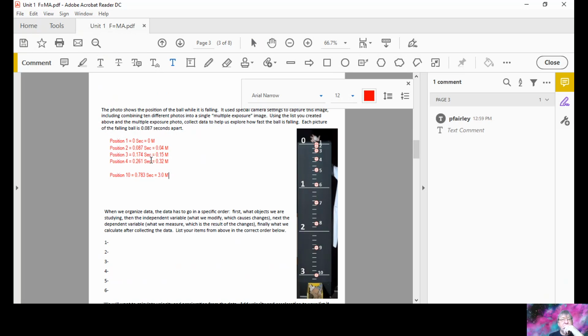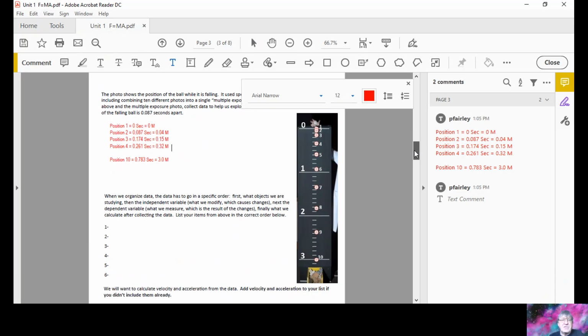That's how you're going to do this part. I want you to fill in the gaps between position 4 and position 10. All right? That's the data that we're going to work with. We have the time. We have the distance that it fell. Oh, and we have the location too. So you fill in the rest of that for yourself.